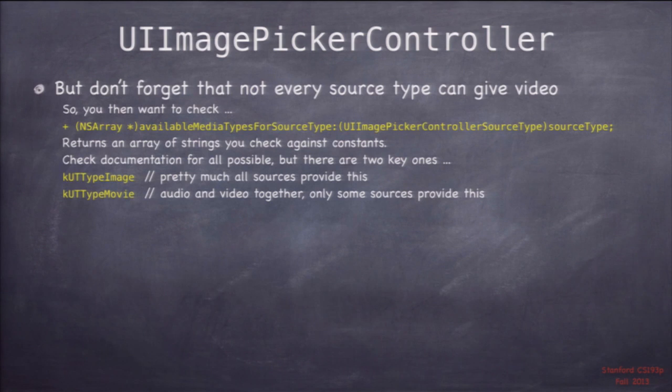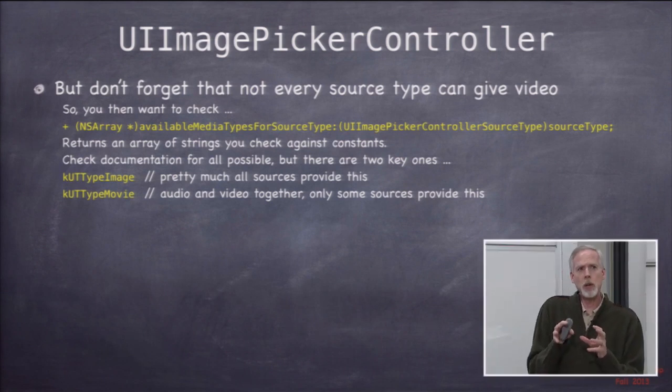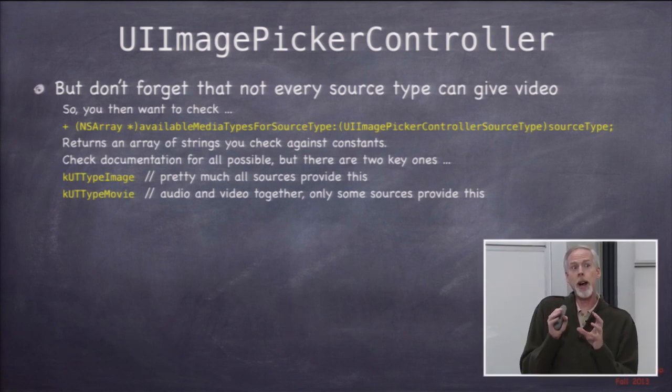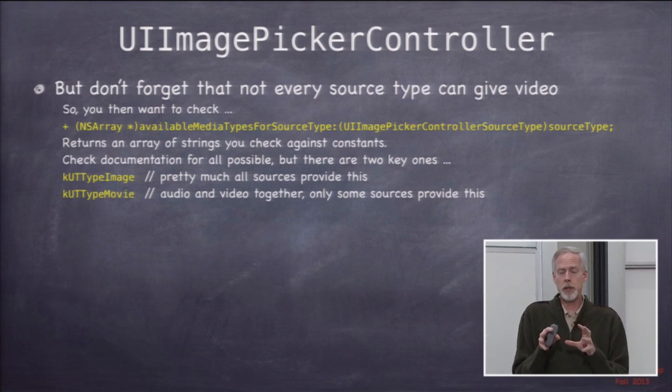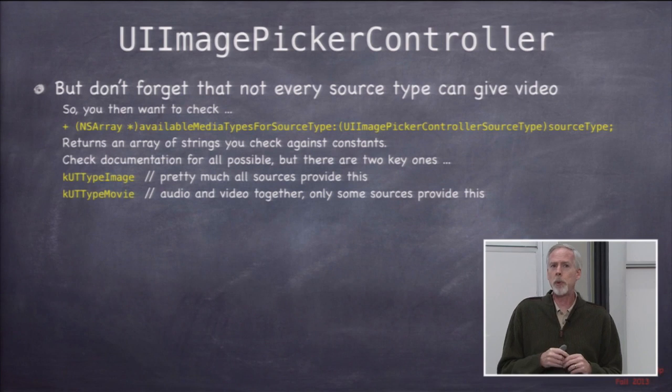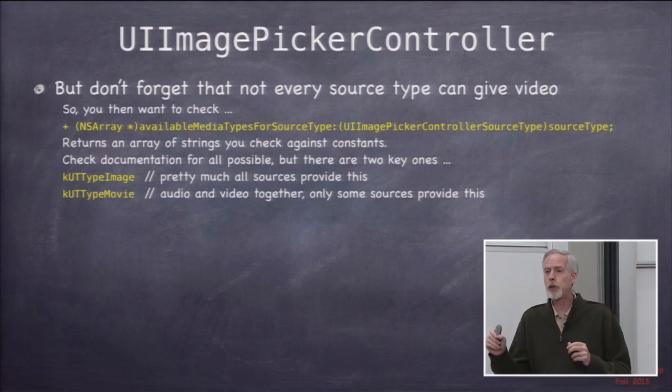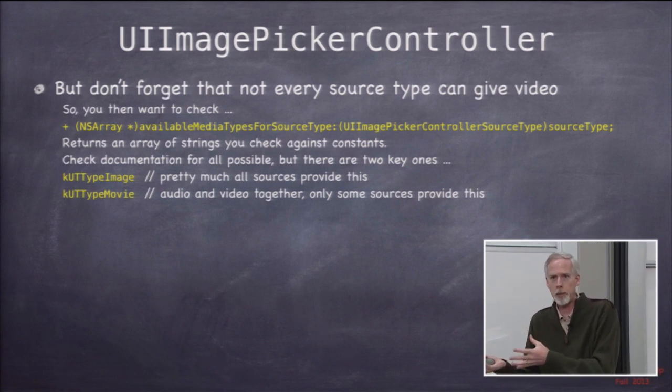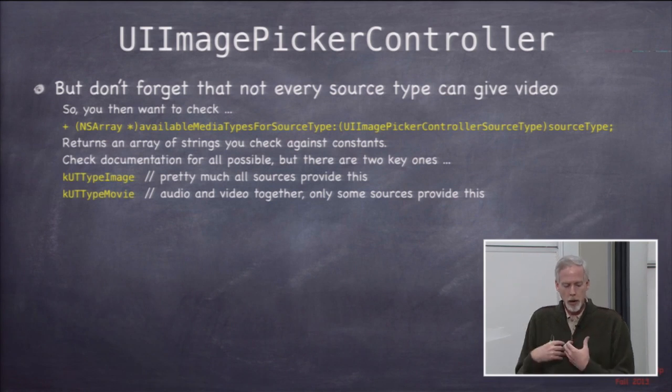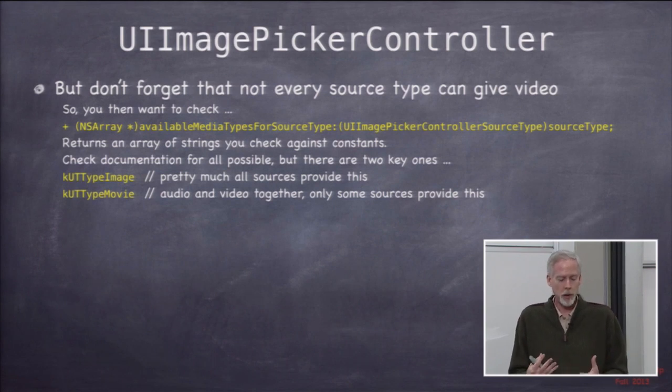Once you know the camera's available, then if you want to take video, you need to make sure that the camera can do video, because there are cameras in older devices that can't take video, they can only take images. And you do that with this class method, availableMediaTypesForSourceType, and the source type is the camera, okay? And it's going to give you an array back of what things this camera can do, and you're only going to have one or two or both of these two constants, UTTypeImage and UTTypeMovie.